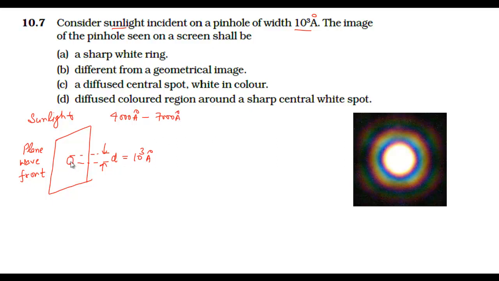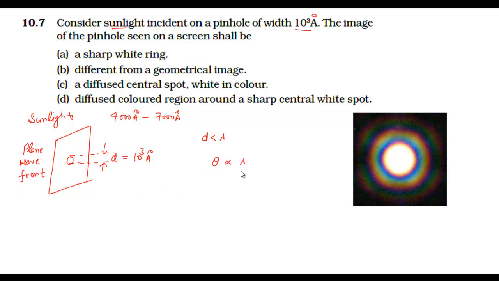As the size of the slit is less than the wavelength of the incident radiation, definitely diffraction will take place. So when the sunlight passes through this pinhole, diffraction definitely takes place. Diffraction means there will be bending of light. We know that the angular spread, or the angle through which the light will get diffracted, is directly proportional to lambda.